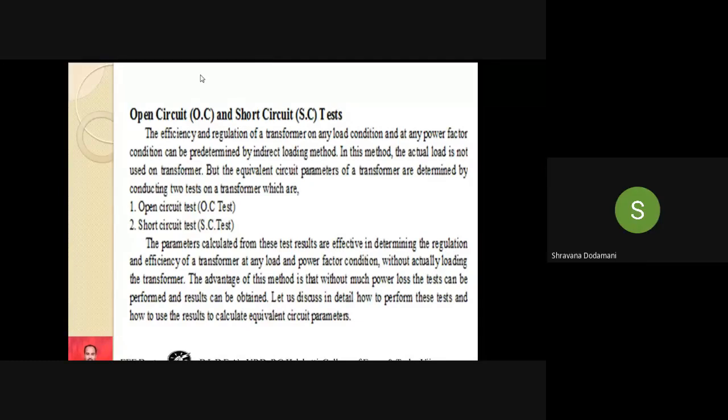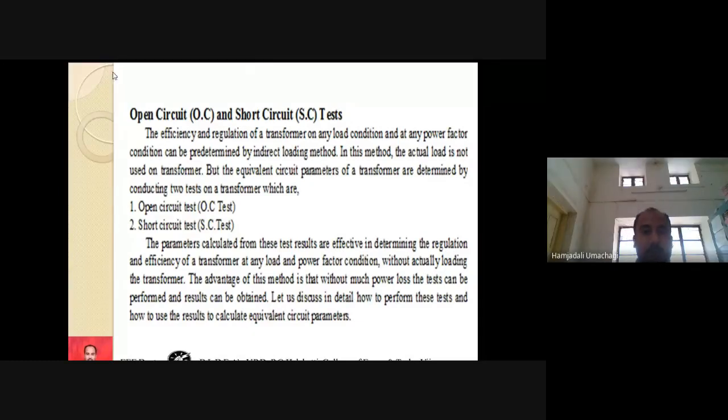Yes, sir. Okay. So this open circuit test and short circuit test, you are conducting the experiment in your machines laboratory. So this open circuit test and short circuit test are used to calculate the efficiency of the single phase transformer, right? In open circuit test, we are going to get the information of iron losses. And in short circuit test, we are going to get the information of copper losses.